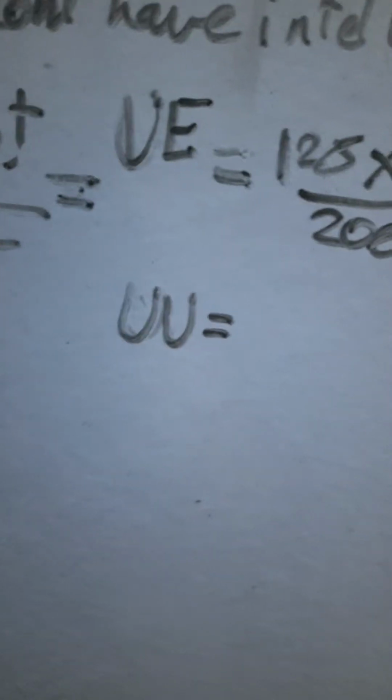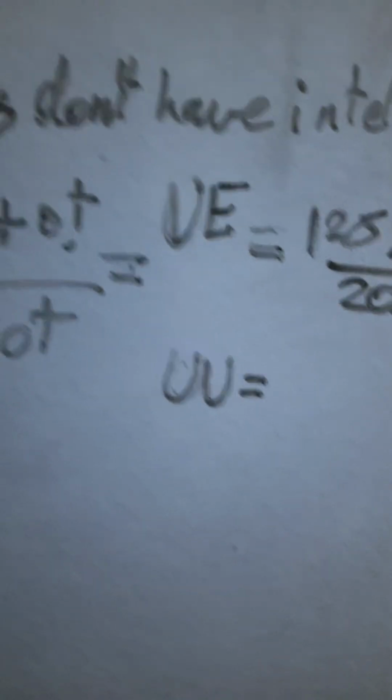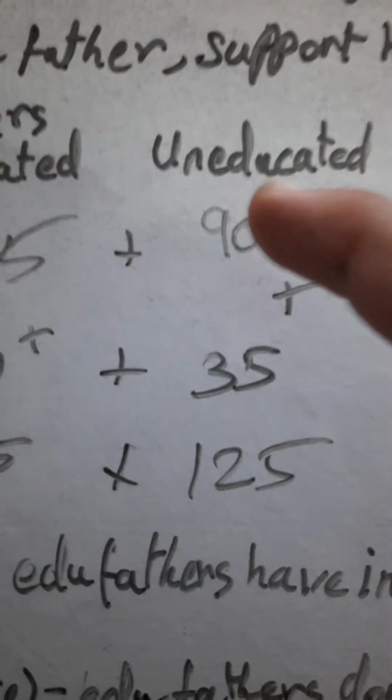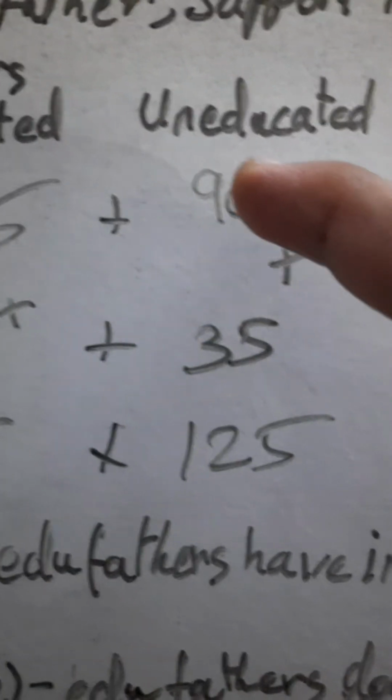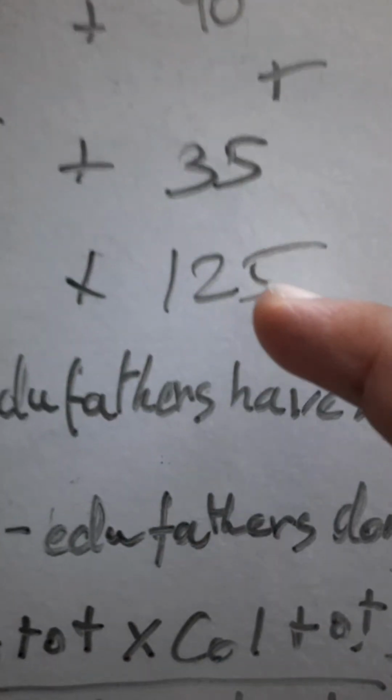So about that, in UU we have, let me show you. This is unintelligent son, uneducated father. So this is the cell. Now we have to see its column. This is column. This is 125.